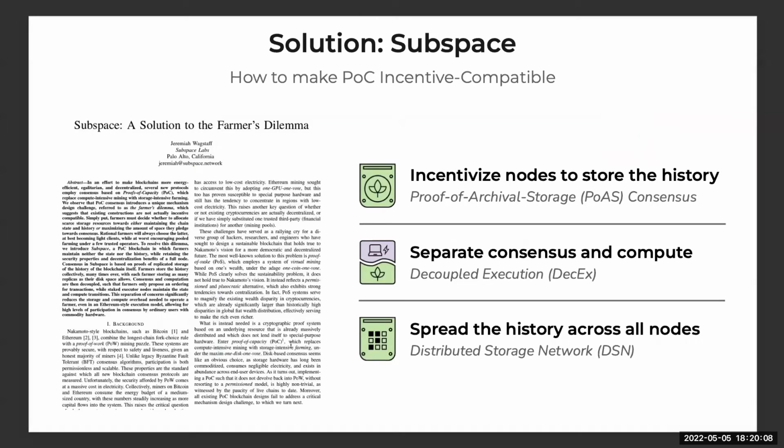The solution here is Subspace. This is the protocol. This is the white paper. There are really three key ideas here, which go to three layers of the stack. The consensus layer, which is proof of archival storage. How do we incentivize storage of the history? We make that the thing you have to prove you're doing in order to produce blocks. How do we maintain the state? We have a separate class of nodes that maintain the state called executors. This is decoupled execution. We'll talk more about that later. And then we're able to construct a distributed storage, or a useful storage network, out of this protocol, and make it really interesting and useful for other projects and protocols as well.